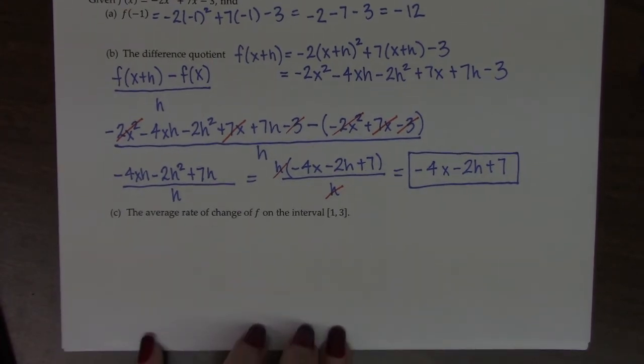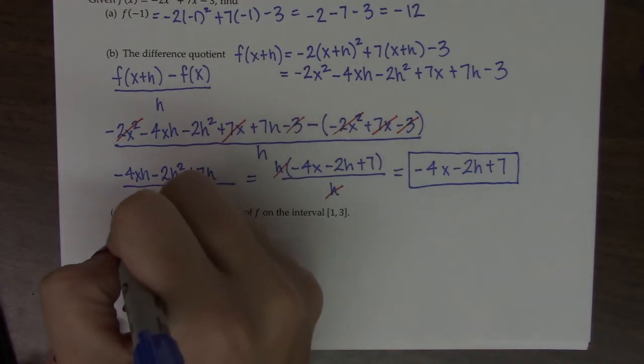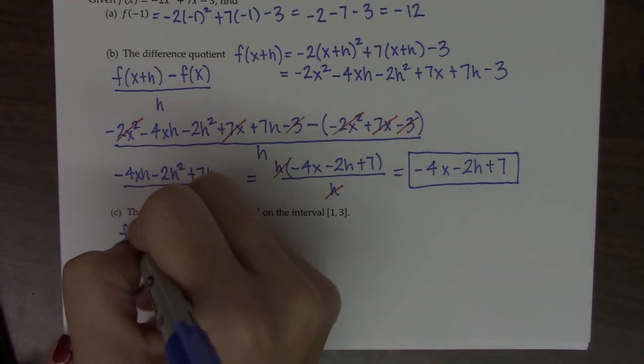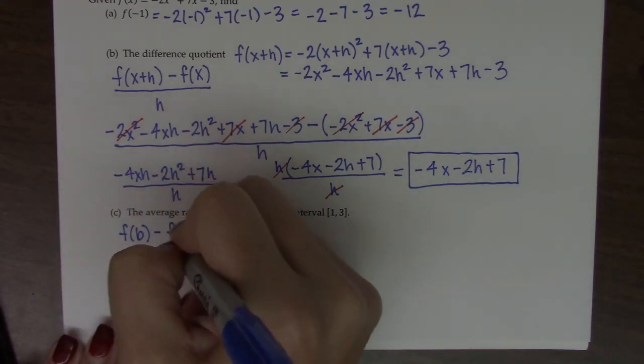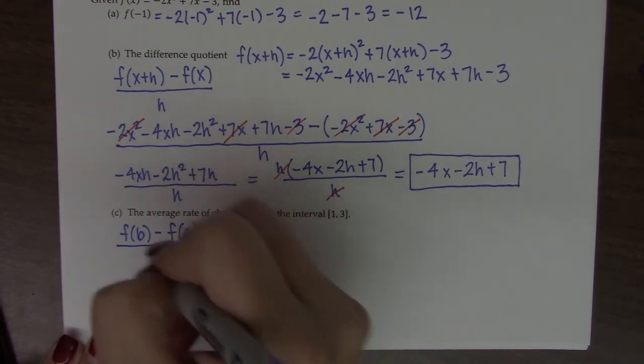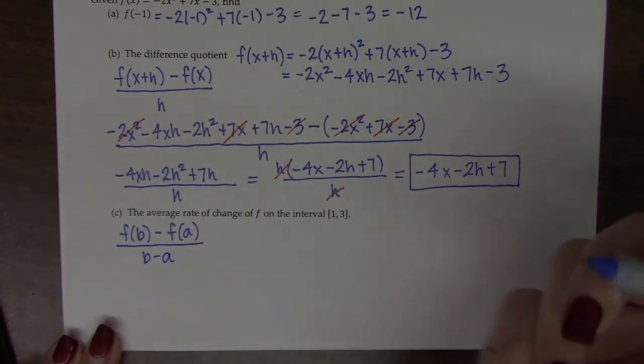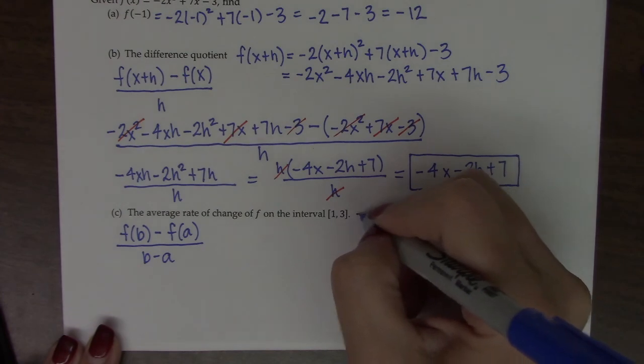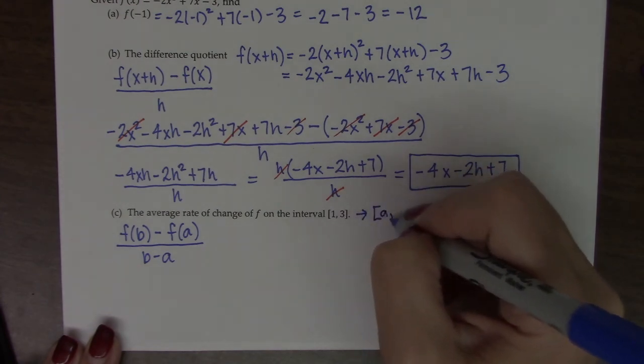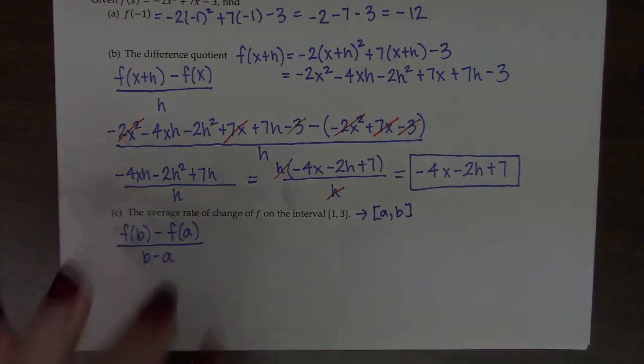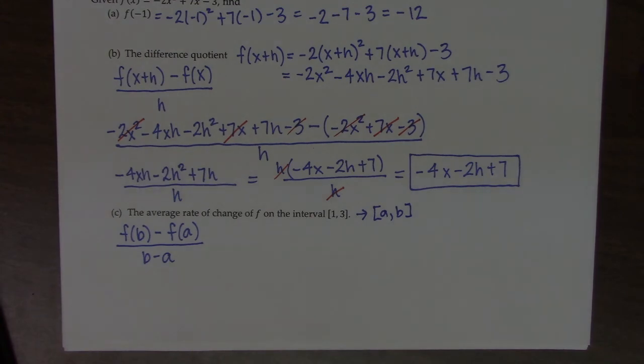The last part of this problem says, find the average rate of change of f on the interval from 1 to 3. So the average rate of change is f of b minus f of a over b minus a, where the interval is always expressed from a to b. So you should be able to read the interval on a number line from left to right, and we always do the final thing minus the initial.